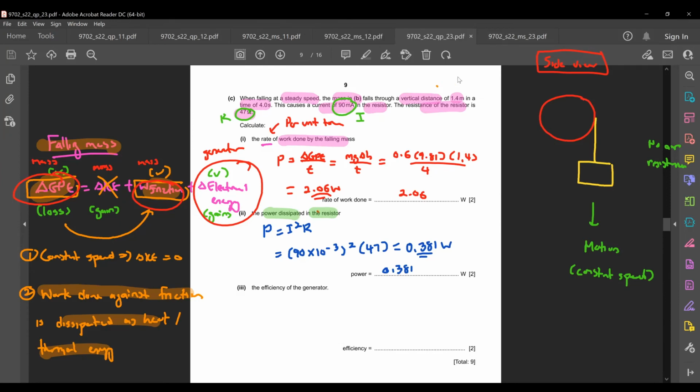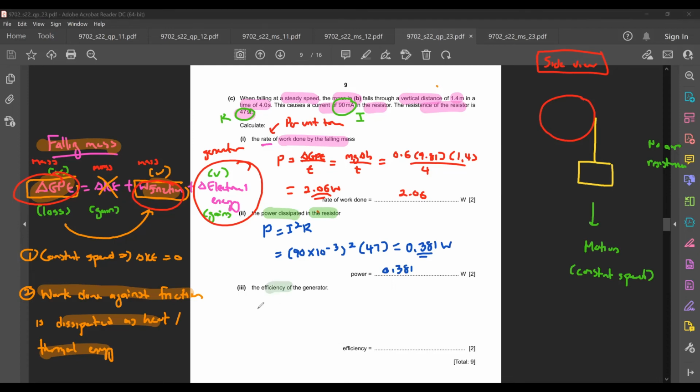Efficiency of your generator, this one you should know it as efficiency being output power over input power. Wait, let me write it using a different color, green. Efficiency is output over input. Okay. Output power over input power. What is your output power?